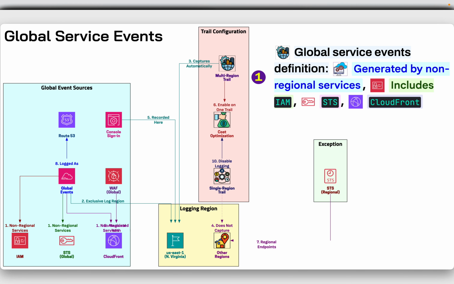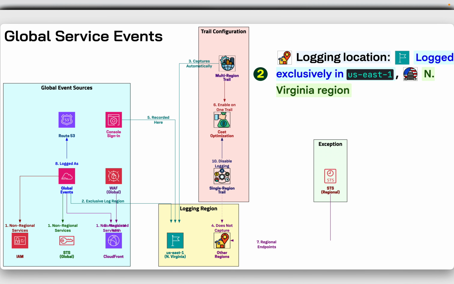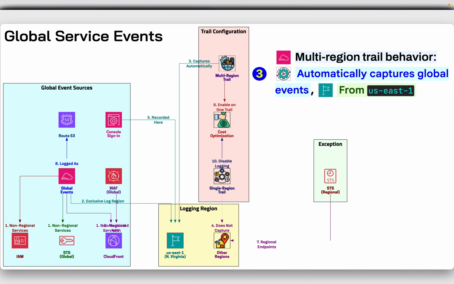Global service events are generated by AWS services that are not regional, such as IAM, Identity and Access Management, STS, Secure Token Service, and CloudFront. Global service events are logged exclusively in the US East 1 region, which is North Virginia region. A multi-region trail automatically captures global service events from US East 1.